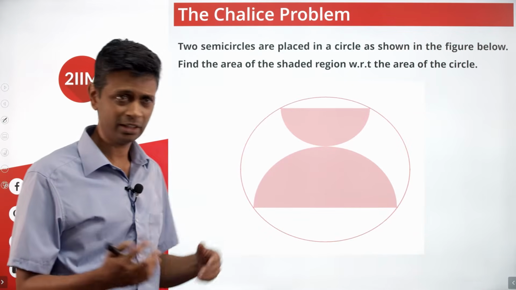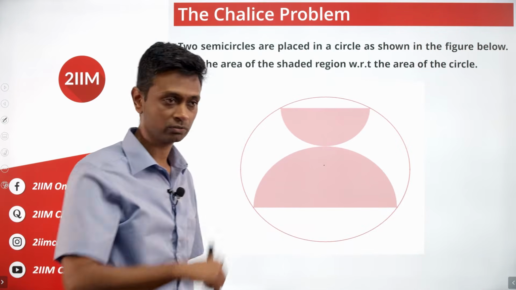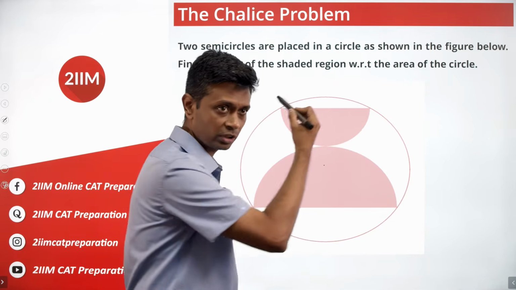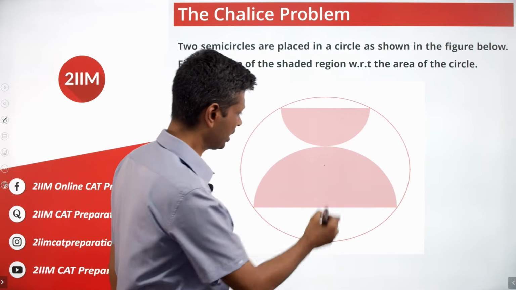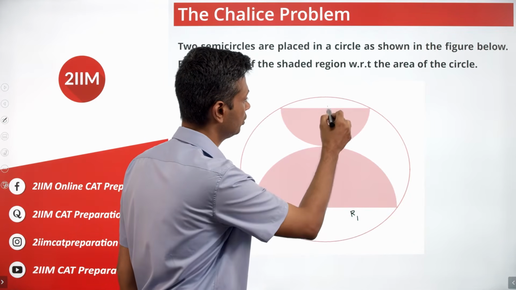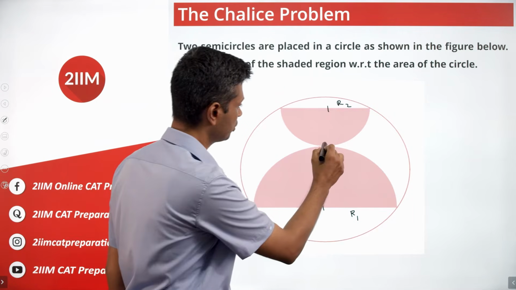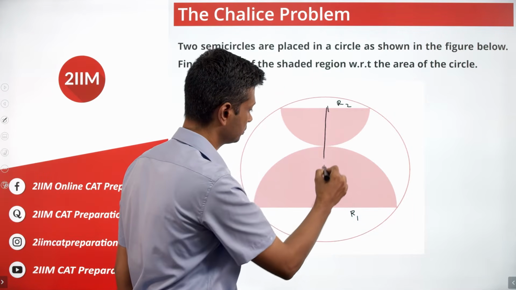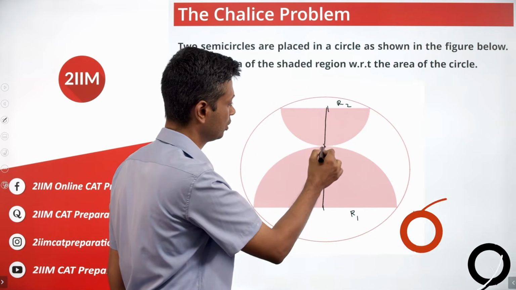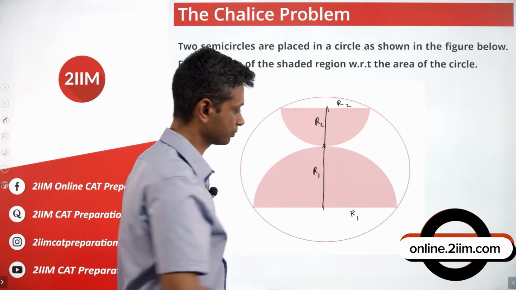Let's try this. I'm going to mark out the center of the larger circle. So this is a radius, this is a radius. We can do that. Right? Now I'm going to say the radius of this semicircle, let it be R1, and of this one, let it be R2. From this meeting point, if you draw this line, the two semicircles are tangent to each other at this point, which is clear. This is R2, this is R1.